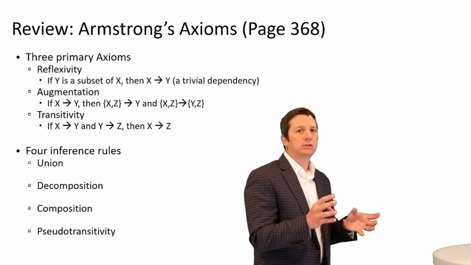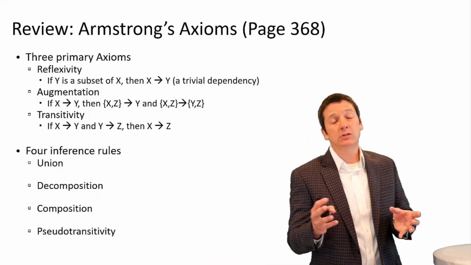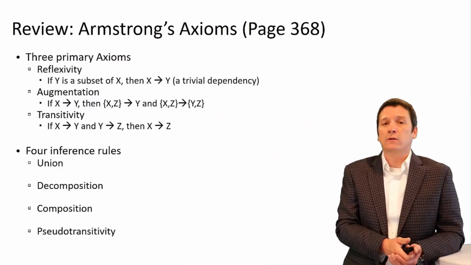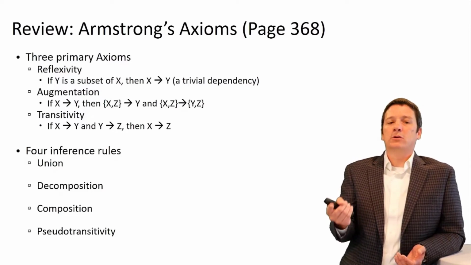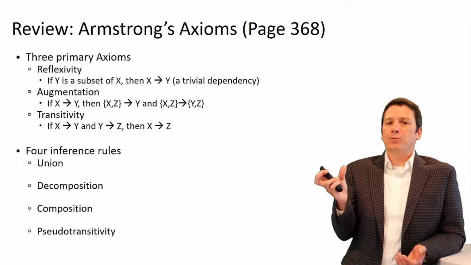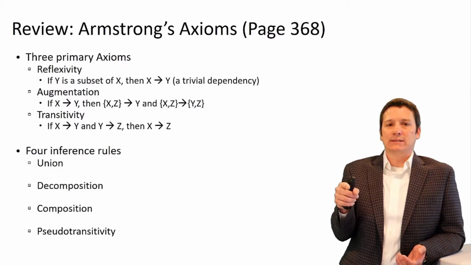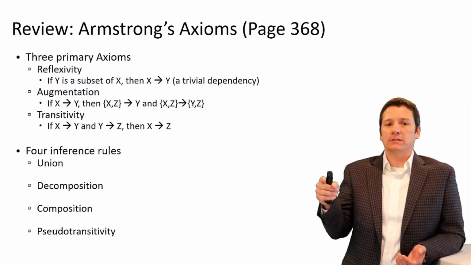And then transitivity gets a little bit more complex and a little bit more interesting. And this bridges 2 functional dependencies to create a new third functional dependency. In this case, if x determines y and y determines z, then y kind of bridges this gap between x and z, and we could say x functionally determines z.